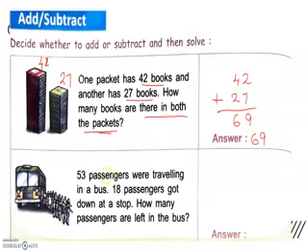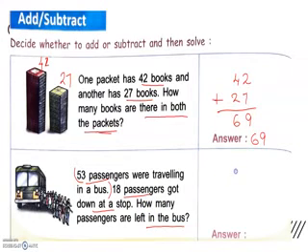Now we have to do the next one. 53 passengers were traveling in a bus. 18 passengers got down at a stop. How many passengers are left in the bus? First, we have 53 passengers in the bus. Then, 18 passengers got down at a stop. Now, how many are left in the bus?